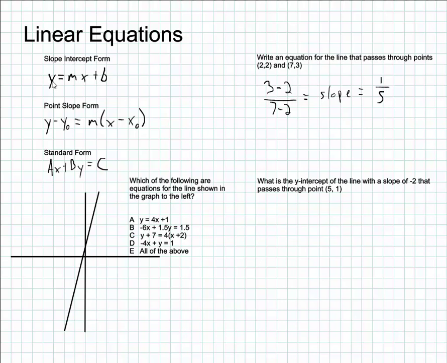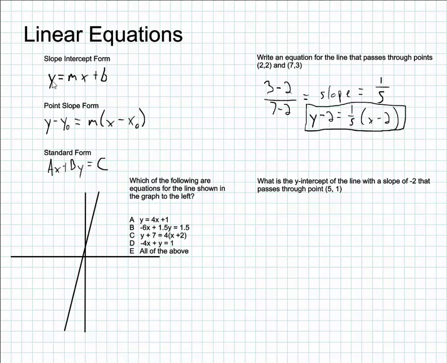Now that we have the slope, we can plug in either one of the points, so we can choose 2, 2 or 7, 3, it won't matter, and plug that into the point-slope form equation. So let's use 2, 2 for simplicity. So y minus 2 equals 1/5 x minus 2. This here is a perfectly valid answer to the question.